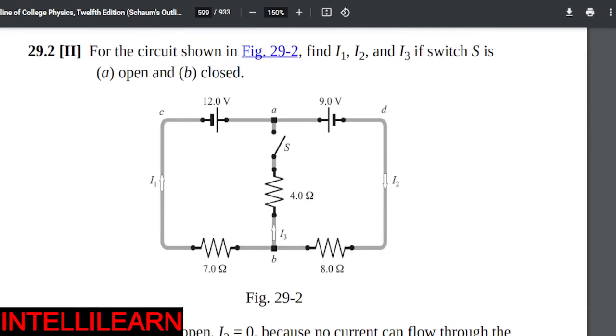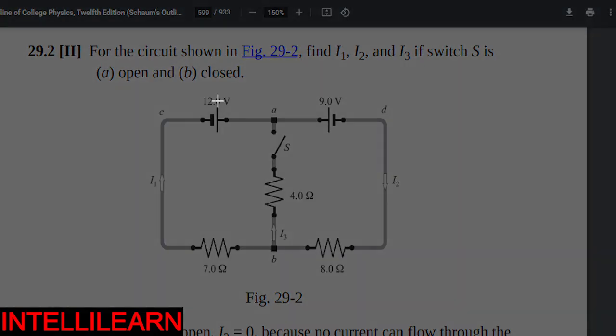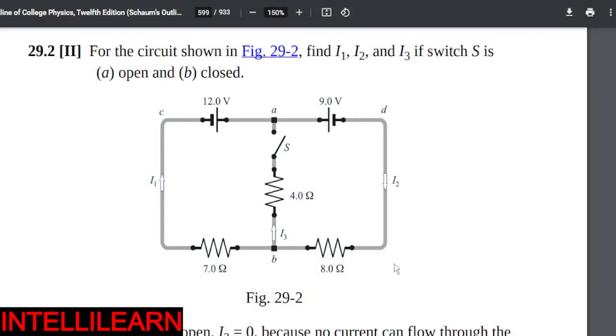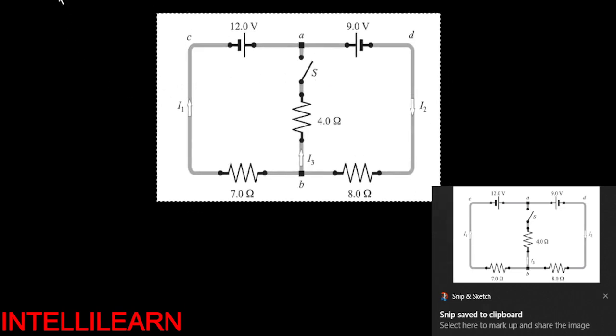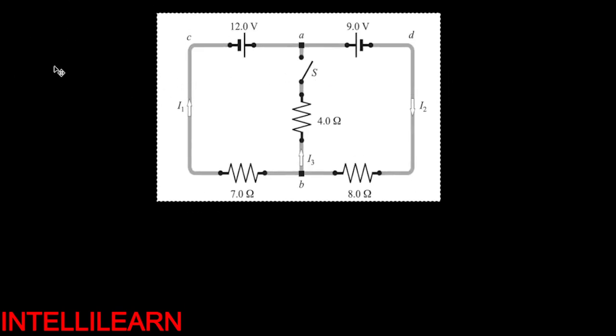Now, if this switch is closed, that's when I can use Kirchhoff's law. If it's not closed, I won't use Kirchhoff's law. I'll just do it normally. So I will do it for when the switch is closed. So when this switch is closed, this is loop 1, this is loop 2.